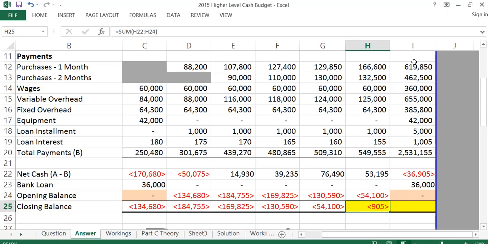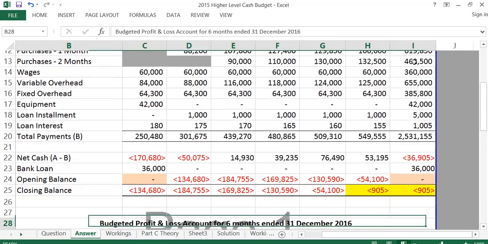Now this figure here, this minus 905 does not go here for two reasons. One, because there's a figure there already, 0, and also because it's a total column, not the next month. So now I just add down these here. And again, I get minus 905, which shows that my cash budget is balanced. These two figures here are the same.